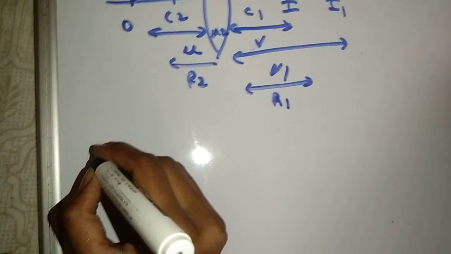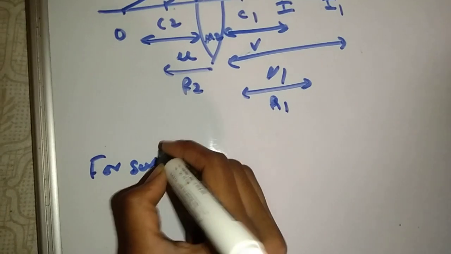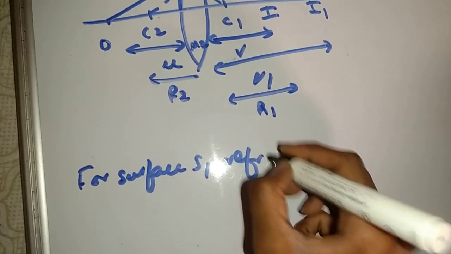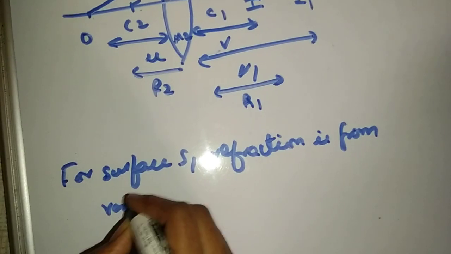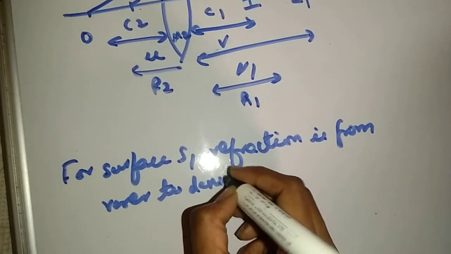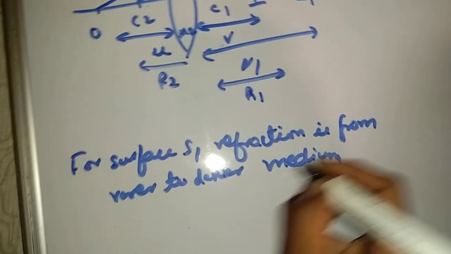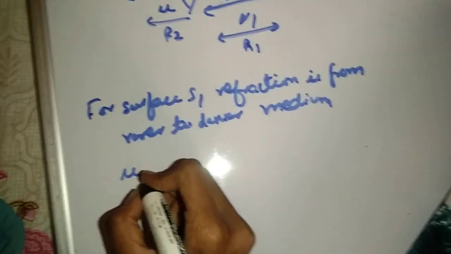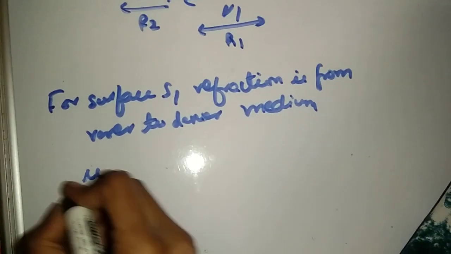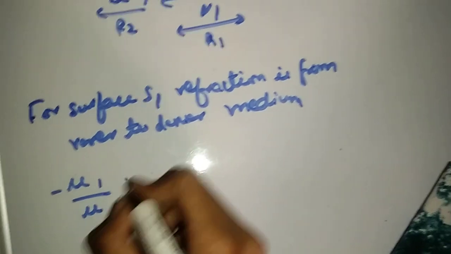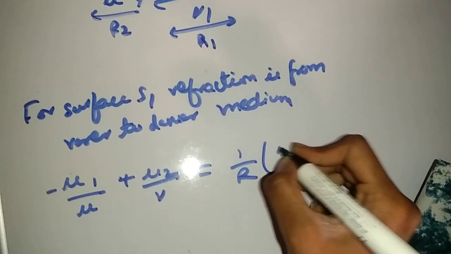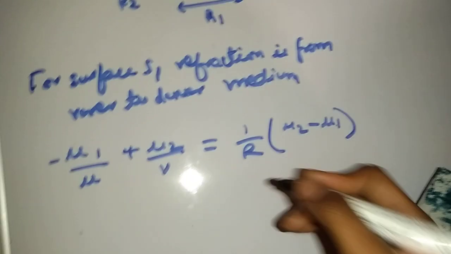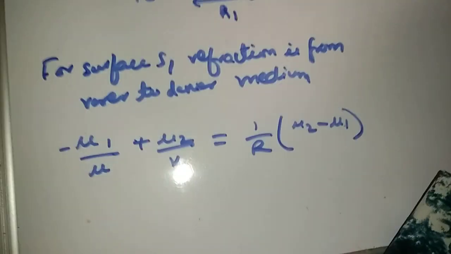Now let us do the derivation. First you need to write, for surface S1, refraction is from rarer to denser medium. And you can directly write the formula here, okay? What formula was it? Minus mu1 upon u plus mu2 upon v is equal to 1 upon R times mu2 minus mu1. See, here it's coming minus, right? So here also it has to come minus. So remember it in that way.